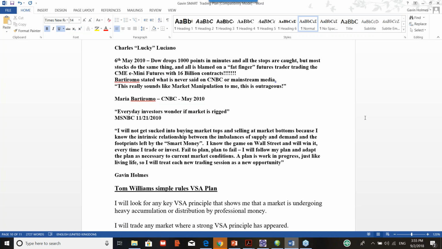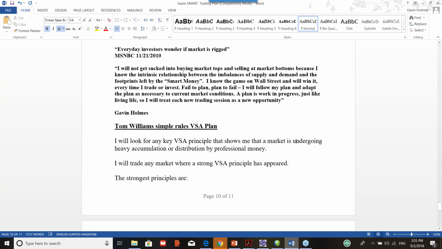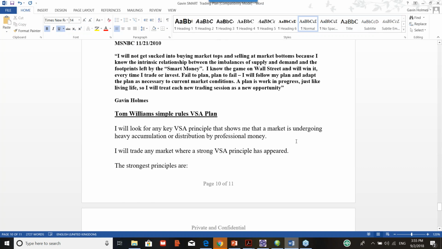Maria Bartiromo stated, "This really sounds like market manipulation to me. This is outrageous." She's never said this again, and as far as I can see it has never been said again on the mainstream media. Then on CNBC in 2010, they finally came up with the truth in the mainstream media: everyday investors wonder if the market is rigged.